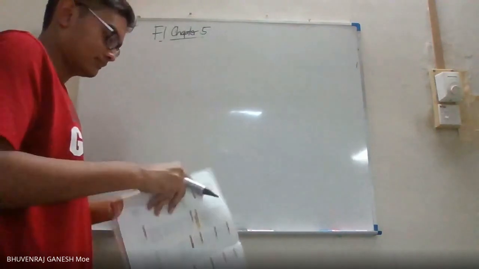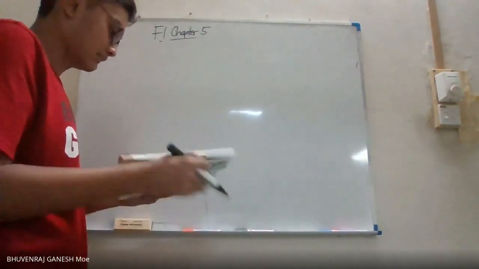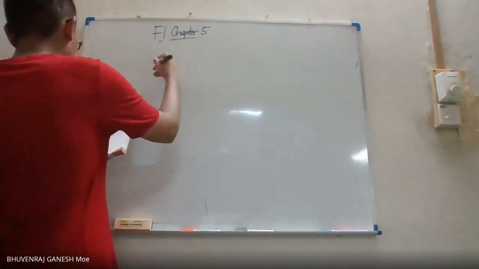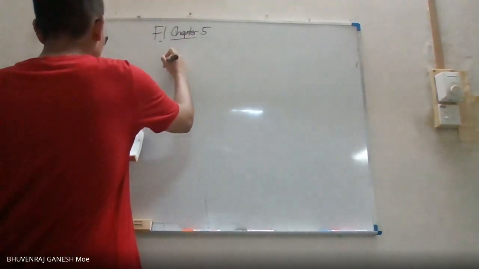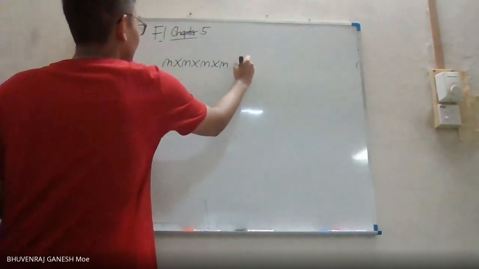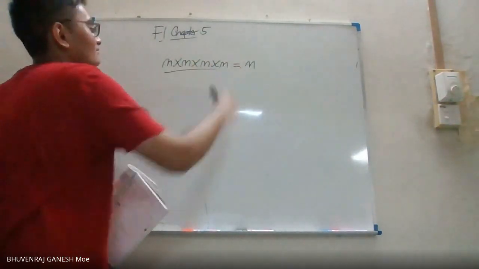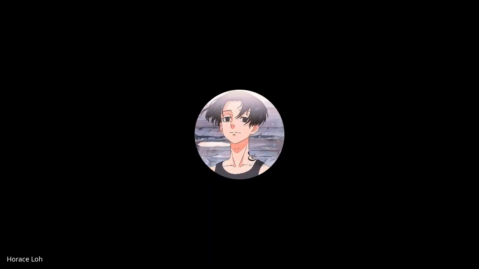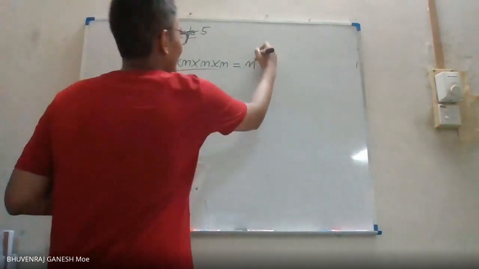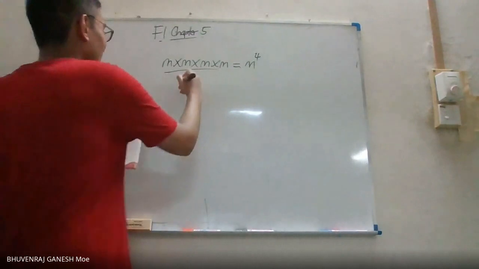So next one. This one, then it's repeated multiplication. So if I say m times m times m times m, what is your final answer? M cube. M times m times m times m, 4 times. M to the power 4. Yeah, power 4. That's how you say it here. Correct. And then, this is the question.